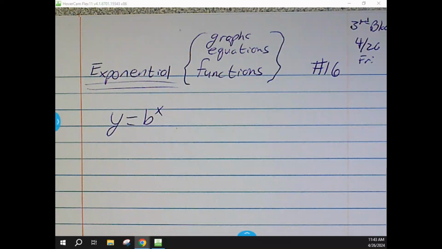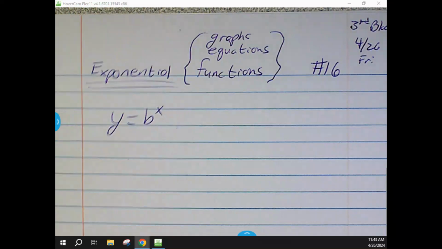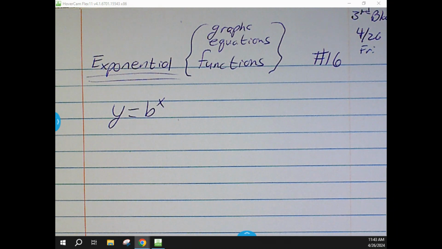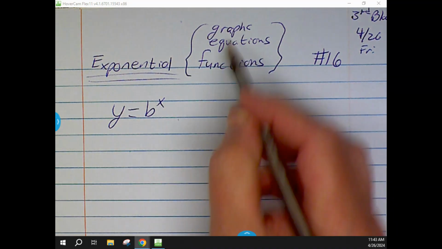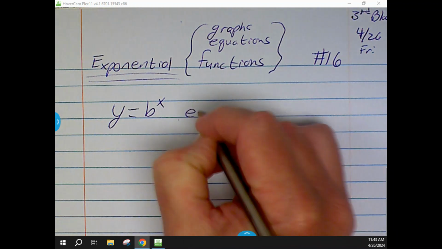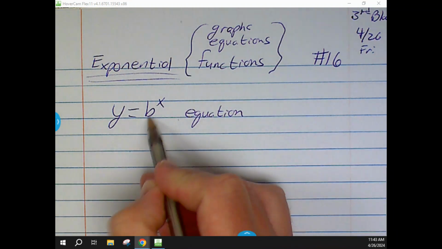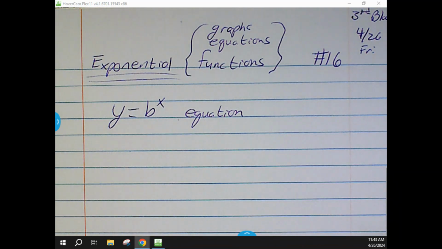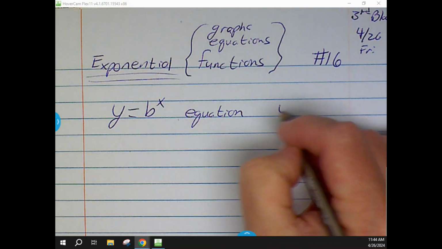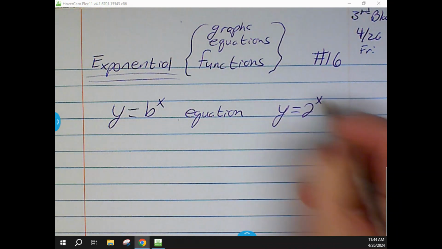So with exponentials, here's basically what we're looking at for this thing. We're going to look at the equations and the functions first. We'll talk about the graphs in a second. So if it talks about an equation, you're going to have y equals b to the x power. Now here's where the numbers go in. So you're going to have y equals 2 to the x power.